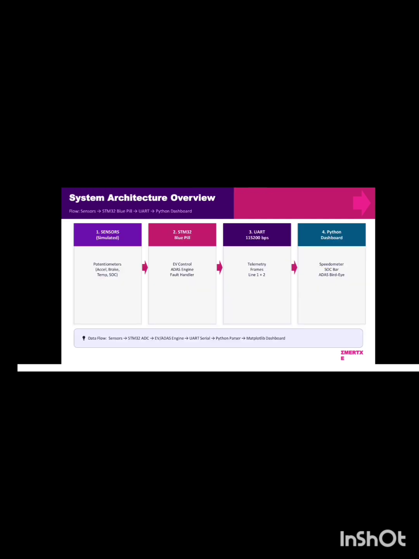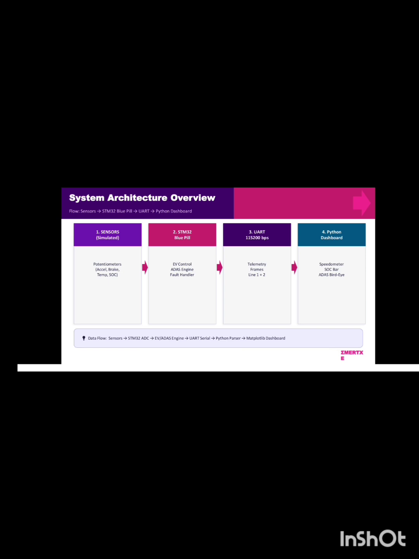Coming to the next, system architecture overview. In this we classified it into 4 steps. First is the sensor. The sensor collects the data. We simulate sensors using potentiometers that represent the acceleration pedal, brake pedal, motor temperature, and battery SOC. Then step 2, the sensor values are given to the STM32 Bluepill. It performs EV calculations, ADAS processing, and fault detection.